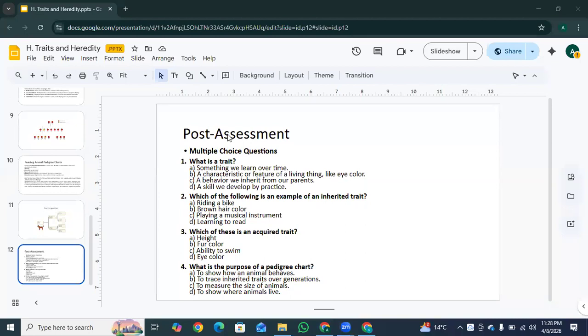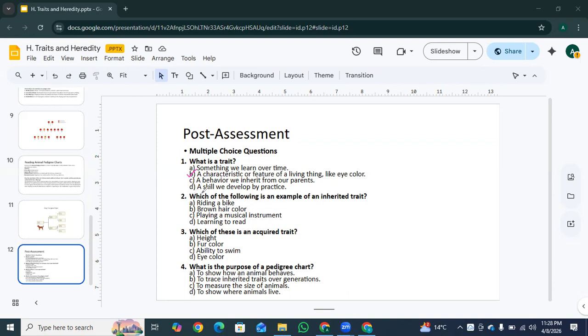Okay. This is a post assessment. Choose the correct answer. What is a trait? Here we have options: something we learn over time, a characteristic or feature of a living thing like eye color, a behavior we inherit from our parents, and a skill we develop by practice. Yes, B is correct. Why? Because a trait is just a way to describe how a living thing looks or acts.